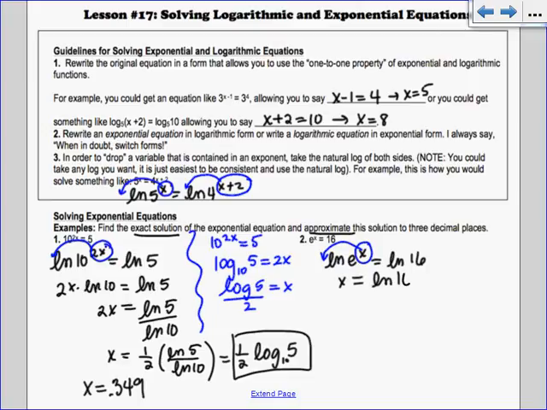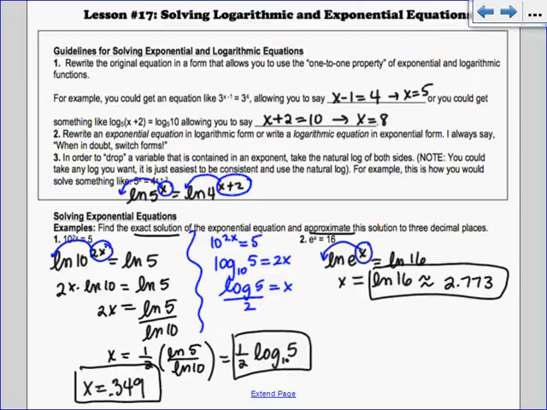So we get x equals the natural log of 16. So we find that on our calculator, natural log of 16. 2.773. Yep, exactly. So we have natural log of 16 is the exact answer, 2.773 is the approximate answer. Really, I should do my little approximate there.